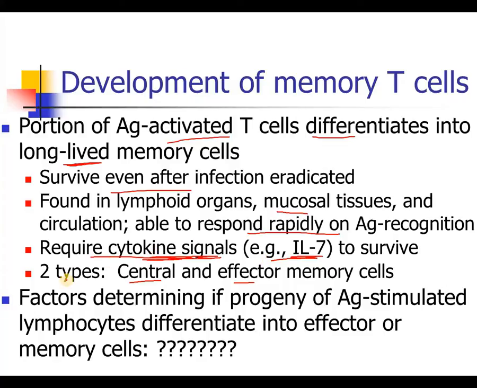The unfortunate thing about memory T cells is that the factors that determine if the progeny of an antigen-stimulated lymphocyte, in this case the T cell, is going to differentiate into an effector or a memory T cell, we don't know. Hence the question marks, which is a big, big bummer.